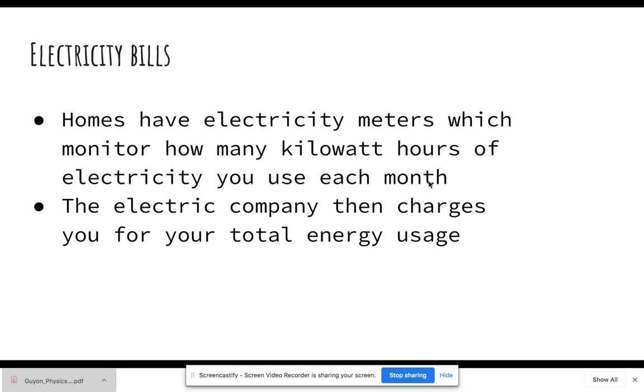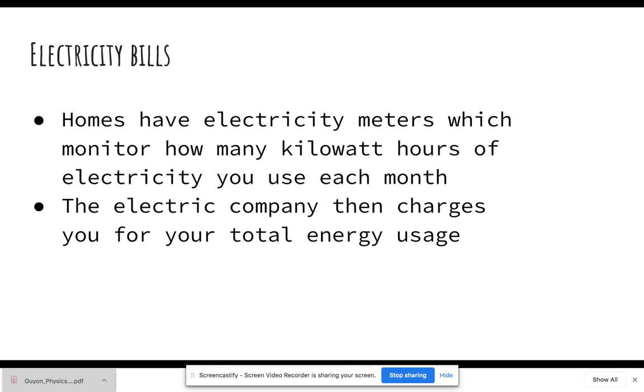So Electric Bill says homes have electricity meters which monitor how many kilowatt hours of electricity you use each month. The electric company then charges you for your total energy usage. My home last summer, we got solar panels. So all the electric that we use spins the meter one direction, but then our solar panels actually put electricity into the electrical grid, and actually spin our meter the opposite direction. So they look at the difference of that.